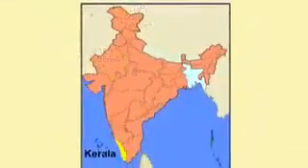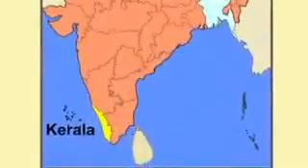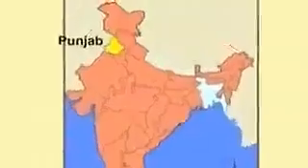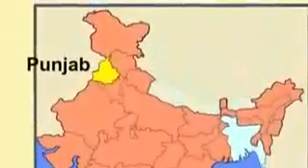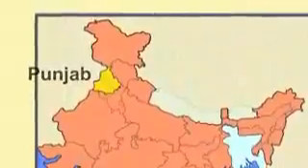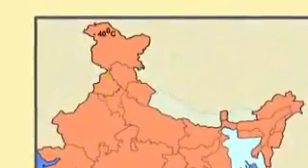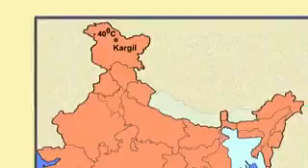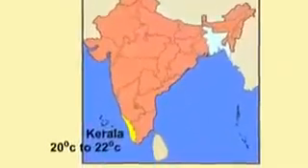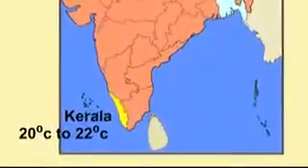Kerala has tropical climate with warm and moist air, whereas Punjab has continental climate with severe heat alternating with severe cold. The temperature touches minus 40 degrees Celsius in Kargil in the month of December, whereas Kerala records 20 degrees Celsius to 22 degrees Celsius in the same month.